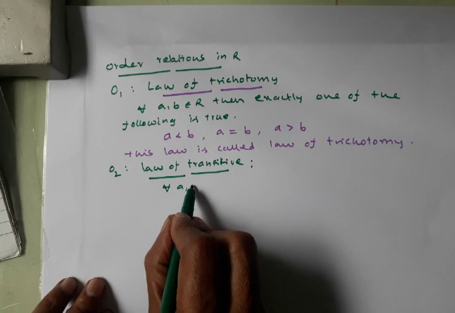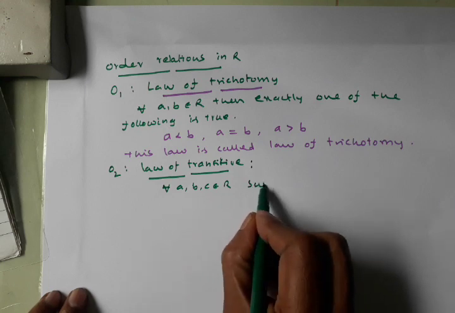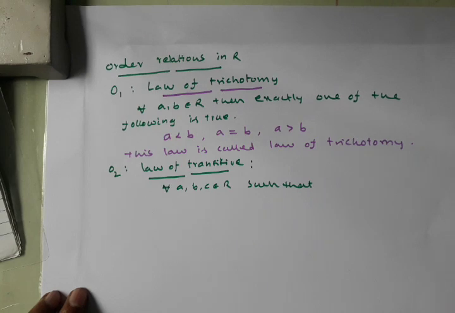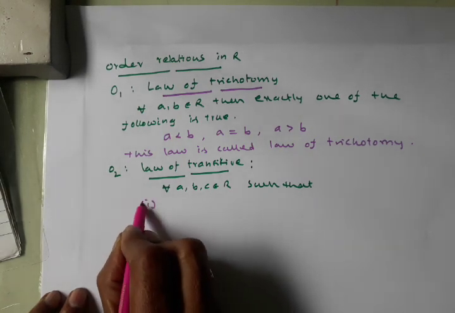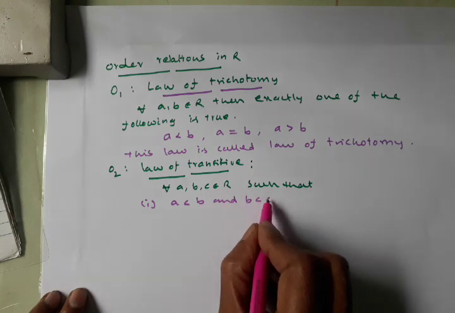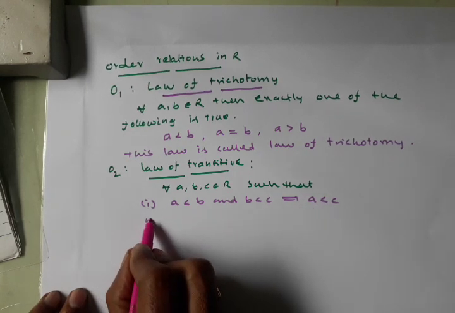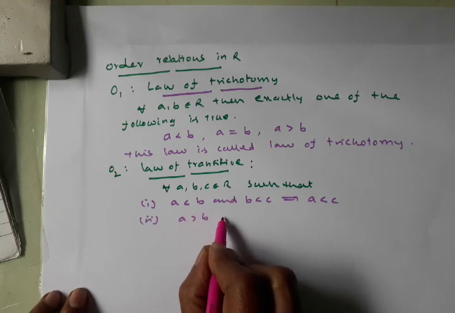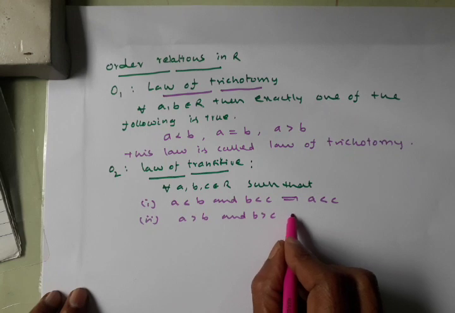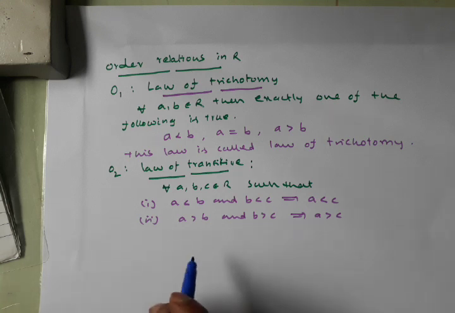Law of transitive: for all A, B, C belongs to R, if A less than B and B less than C implies A is less than C. Similarly, with the inequality greater than: A greater than B and B greater than C implies A greater than C. So these inequalities are true even in PUC.